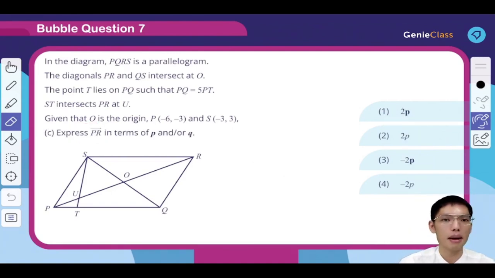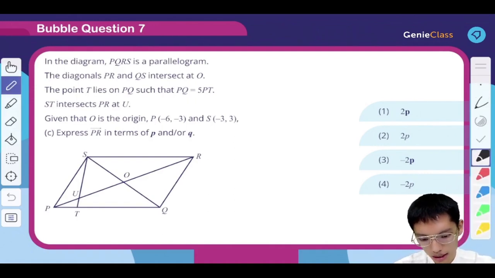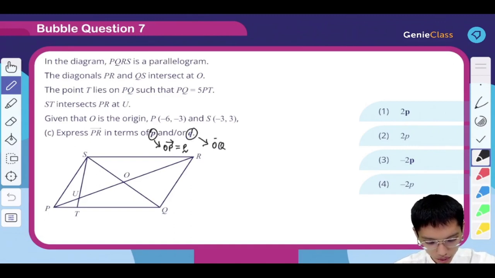Bubble question number 7. Right now I have PR in terms of P and Q. What does this mean? I've yet to answer the notion. Take note, P over here is actually my OP, and Q over here, I forgot to write down, is actually my OQ. This I have to emphasize, apologies.